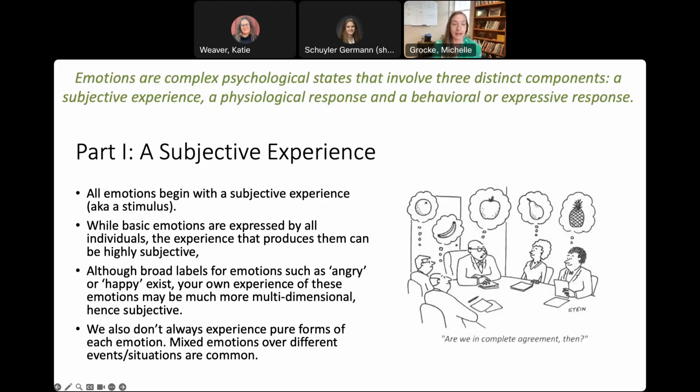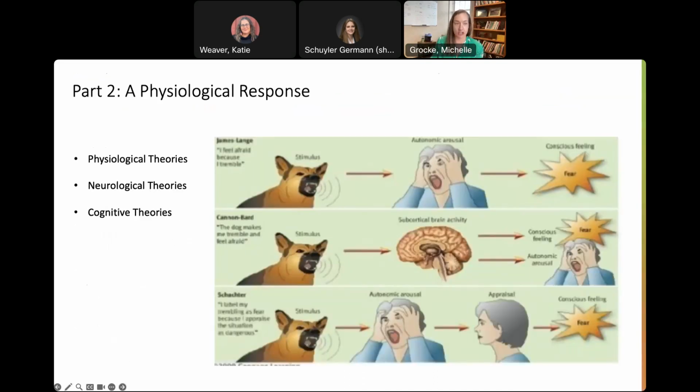Also, although we can label emotions such as angry or happy, most of these exist in a pretty multidimensional, hence subjective way. I mean, think about a time that you were angry. Was it really just anger, or was there maybe a little bit of nervousness or a little bit of frustration built in, right? So we don't always experience pure forms of each emotion. And so that's why it gets really difficult to kind of manage this. And I think it's important to spend a little bit of time here on the definition.